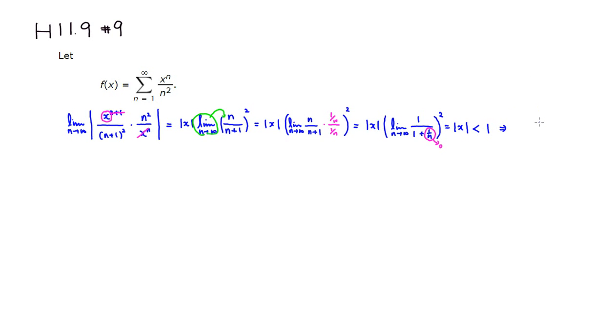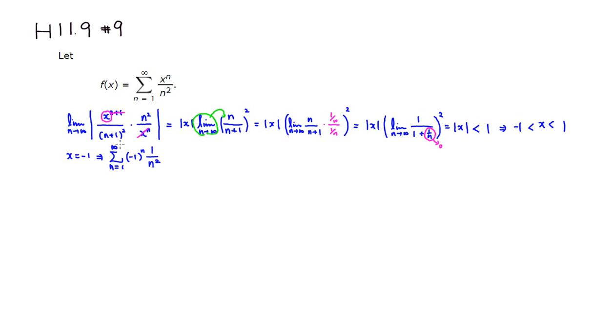So the interval, removing the absolute value, is going to be from -1 to +1. Then we have to check each endpoint separately. So let's check the endpoint here. When x is equal to -1, this series is going to look like this: the sum as n goes from 1 to infinity of (-1) to the n, times 1 over n squared.